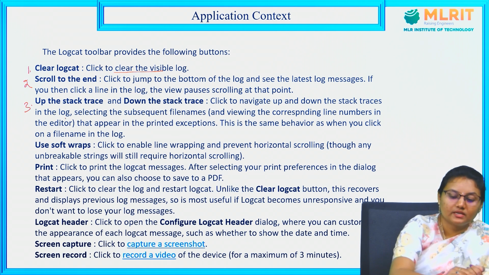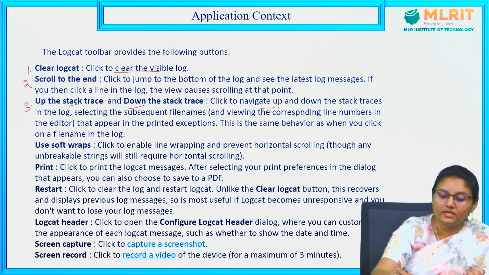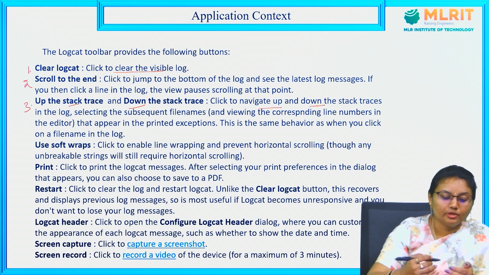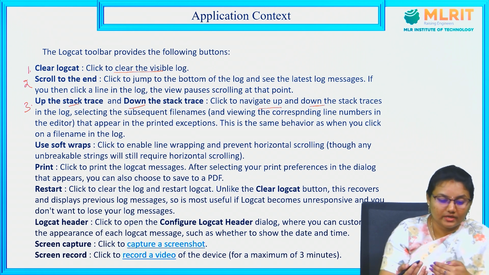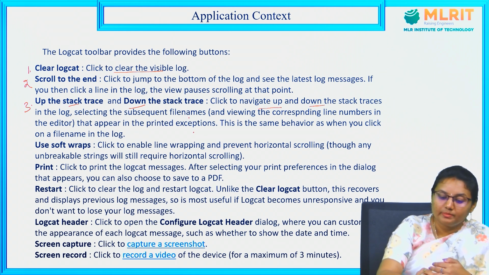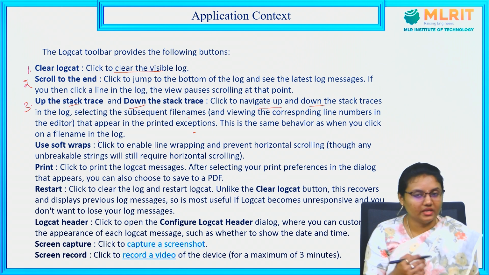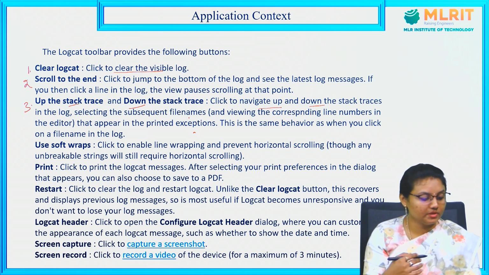And up the stack trace, down the stack trace, these are the two different things we have, where we can navigate up and down to trace the lines of code that is written over, selecting the subsequent file names that appear in the print exceptions, and same behavior when you click on a file in the log. Okay, just tracing what is happening in between the logs.